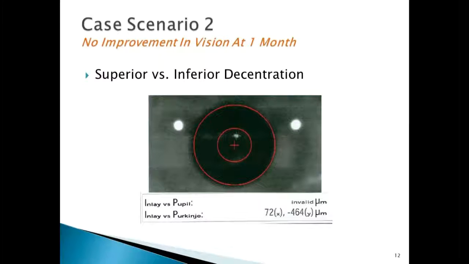So I think that's it for the recentration. This very last slide will show you a large value on the y-axis. However, it has that negative value to it, which means it's an inferior displacement, and this is the one case where I would certainly keep an eye on this patient, keep an eye on whether they have any symptoms they're complaining of, and if so, then I would wait generally about 3 months before I consider any recentration.